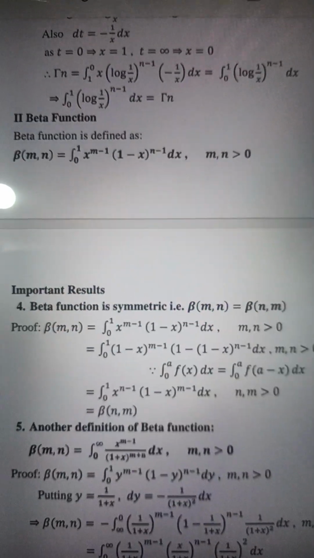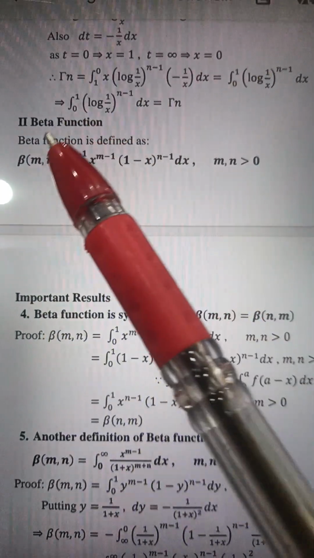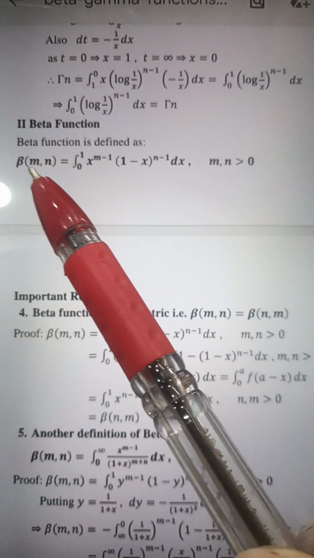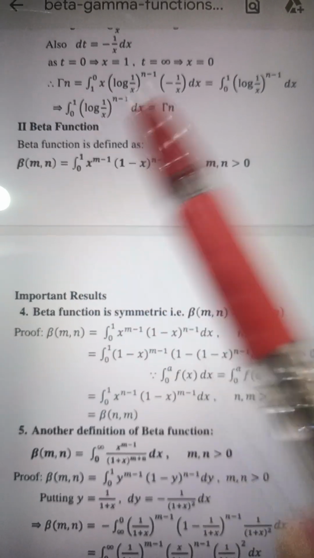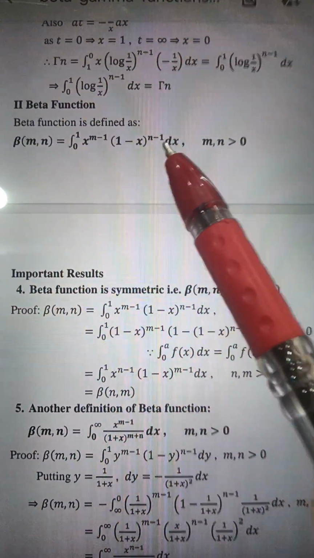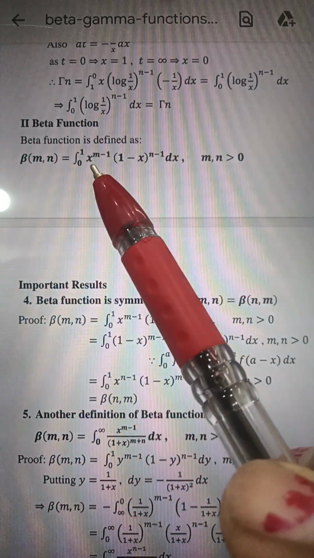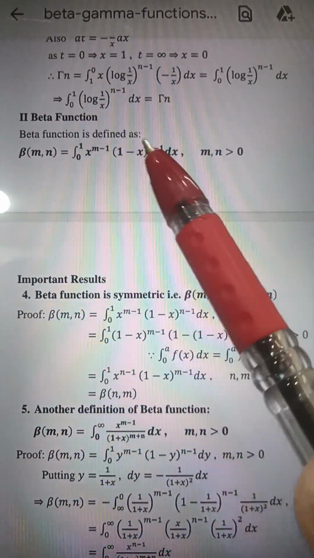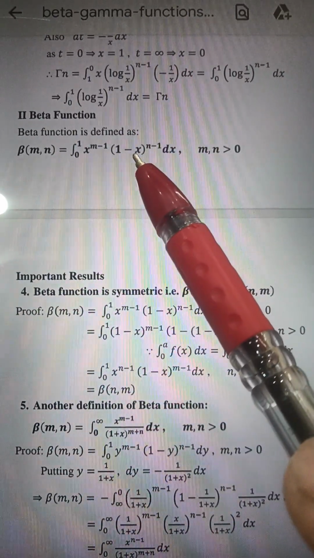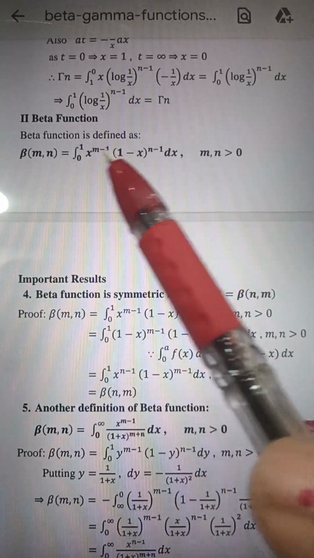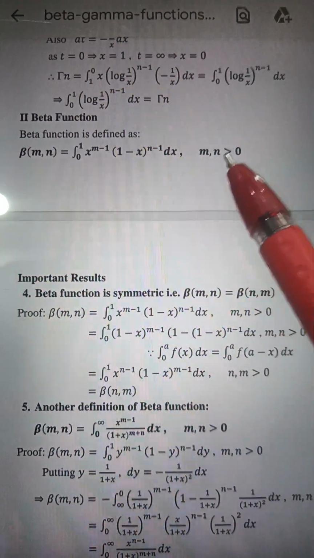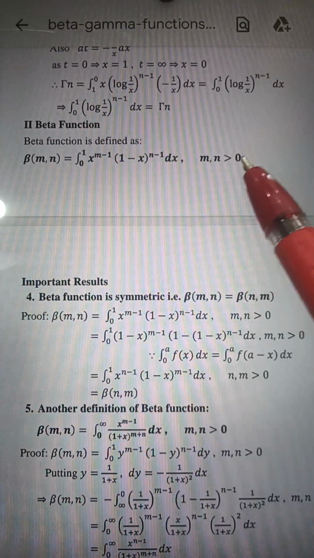Okay, now let us start. First, beta function. Beta function is defined as beta(m, n) equals the integral from 0 to 1 of x^(m-1) (1-x)^(n-1) dx. See, the variables are the same here. If we are writing x, we will write x here. If we are writing y, then here also we have to write y. In this condition, m, n are greater than 0.